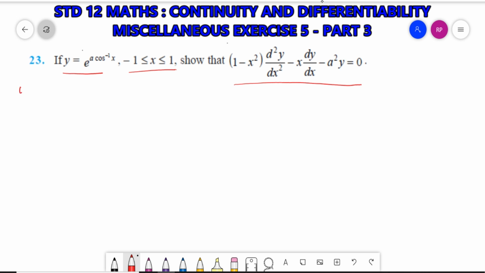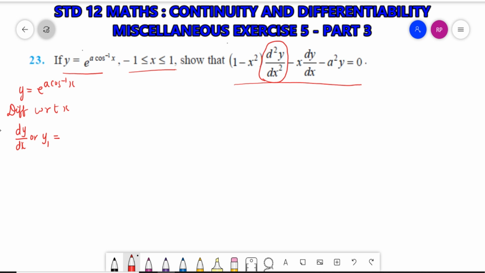Okay, so first, y is equal to e raised to a cos inverse x. Now see, you can see here the term d square y by dx square. That means you need to differentiate it twice. So first differentiate with respect to x, dy by dx, or I can say y1.